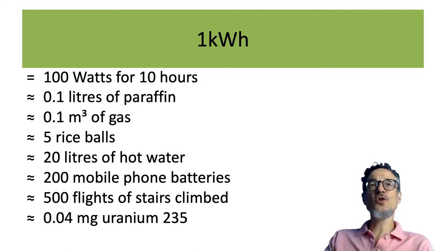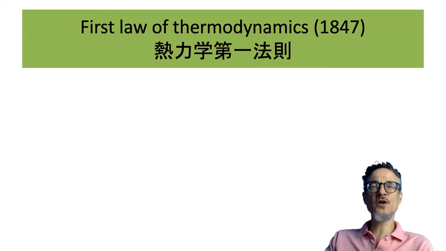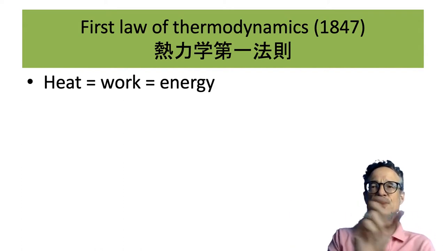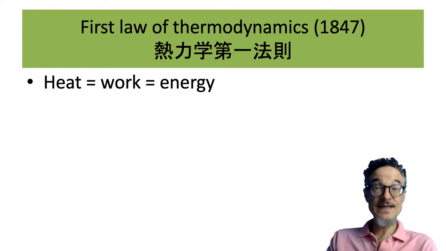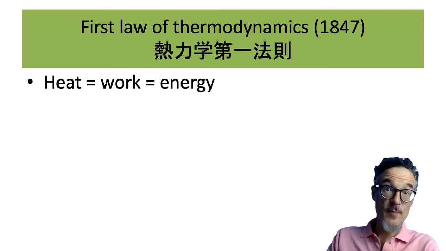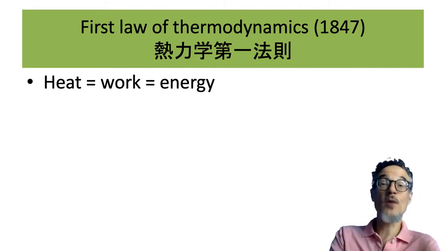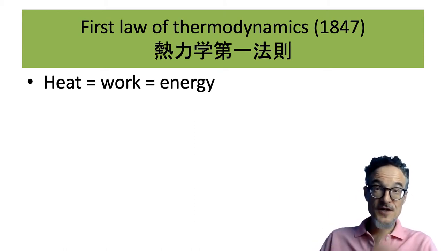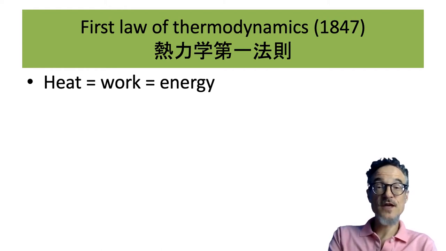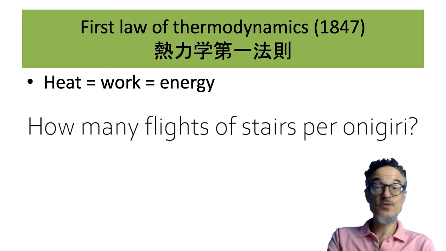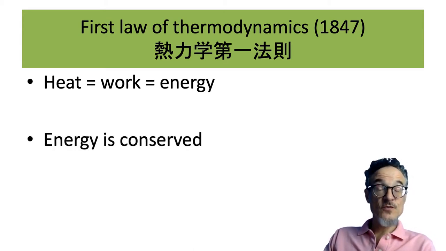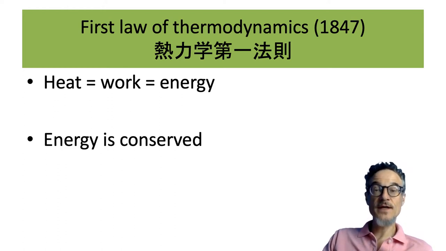So back to the first law of thermodynamics then. Remember, heat is work, work is energy, and energy is conserved. So often we will convert one kind of energy to another. For example, we may use gas to heat up our hot water, or we may use electricity that's come from a nuclear power station, which is charging up our mobile phone battery. Or we may eat some onigiri and climb up some stairs. Perhaps not 500 flights of stairs, but that's how many stairs you'd have to climb if you want to burn off 3 onigiris. Energy is conserved. We can't make energy. We can just turn it from one kind into another.